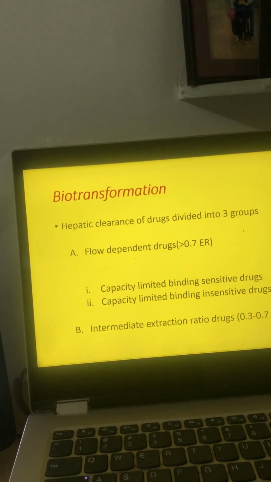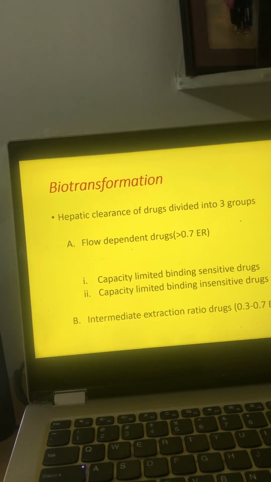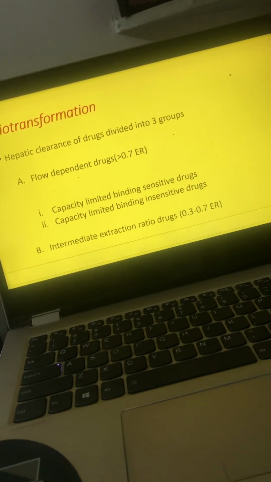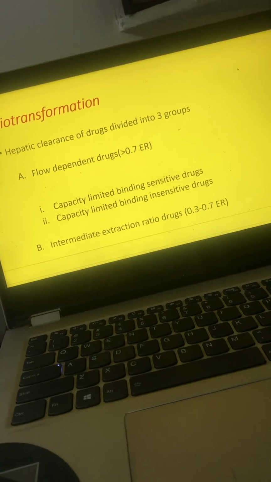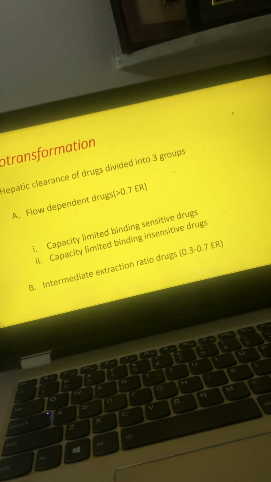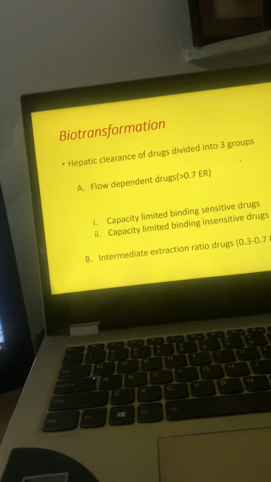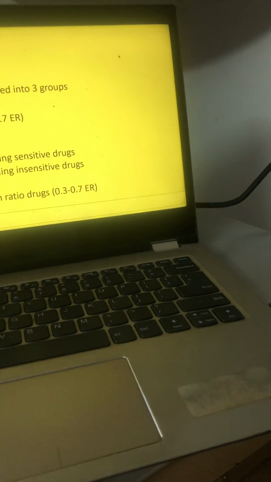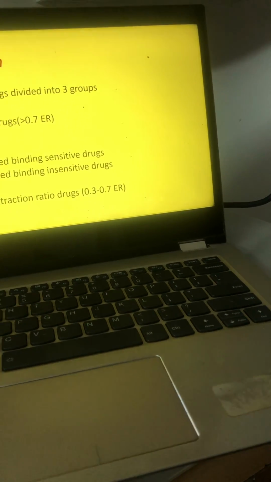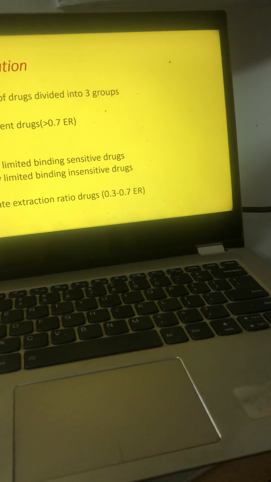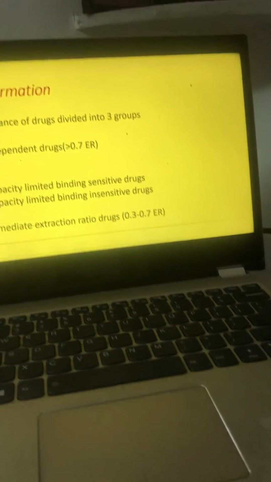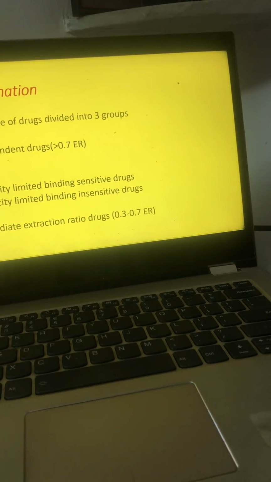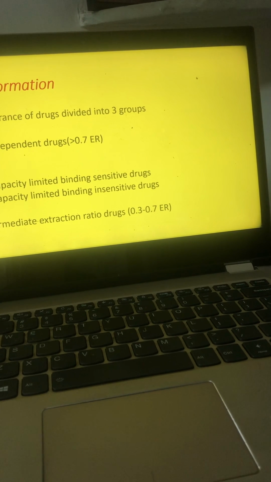Then we discuss biotransformation. What is biotransformation? Hepatic clearance of drugs is divided into 3 groups. Flow-dependent drugs, capacity-limited binding sensitive drugs, and capacity-limited binding insensitive drugs. Then we have intermediate extraction ratio drugs. Hepatic clearance depends on blood flow for highly extracted drugs. And congestive heart failure reduces hepatic blood flow and extraction ratio. Also in cirrhotic patients, dose reduction is needed for flow-dependent drugs, as they are less removed from the blood and they may cause toxicity.